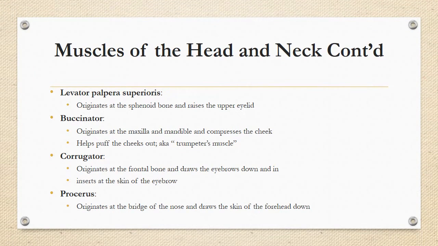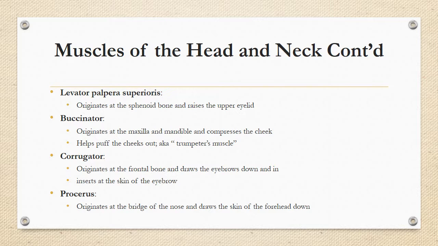The levator palpebrae superioris originates at the sphenoid bone and raises the upper eyelid. The buccinator is your trumpeter's muscle, and it helps puff the cheeks out. So imagine you're blowing a trumpet, that's the muscle you're using. The corrugator originates at the frontal bone and draws the eyebrows in and down, and it inserts at the skin of the eyebrow.